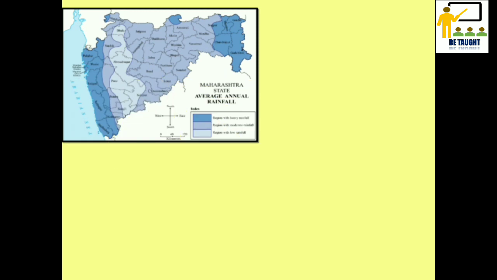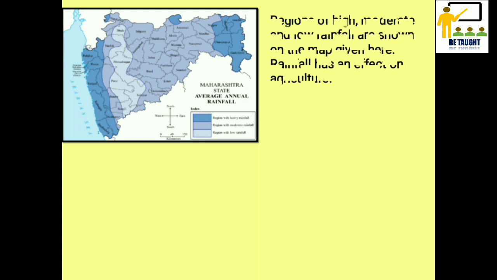Now this is the map of our state of Maharashtra, where they are showing the average annual rainfall of the different districts. Regions of high, moderate and low rainfall are shown on the map given here. Rainfall has an effect on agriculture. Now we shall understand this in detail.